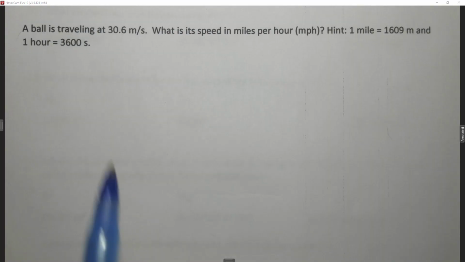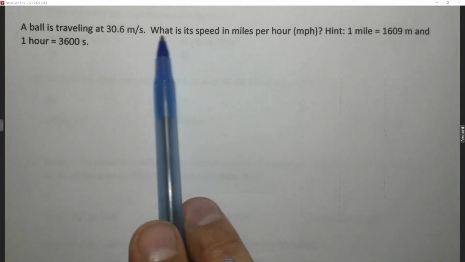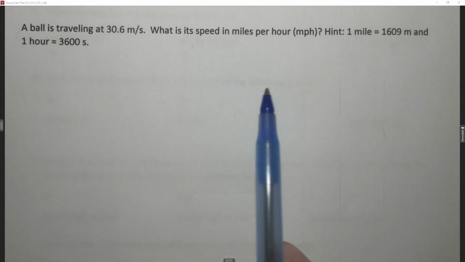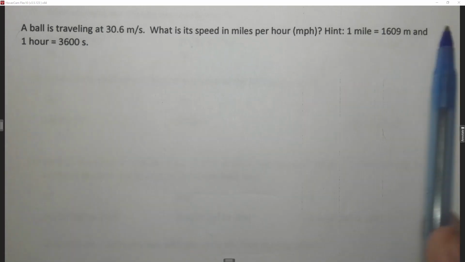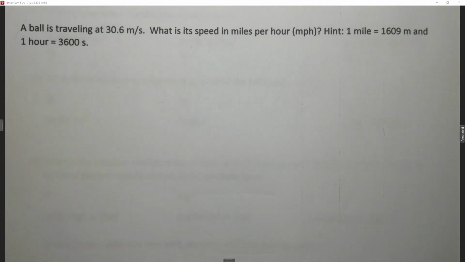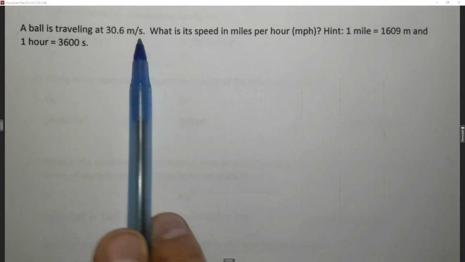The final question here says, a ball is traveling at 30.6 meters per second. What is the speed of the ball in miles per hour? So in this case, we have 2 equalities to help us. We know that 1 mile is 1609 meters and 1 hour is 3600 seconds. But the difference here is where we have the units. So what this means is that this is moving at 30.6 meters per 1 second.